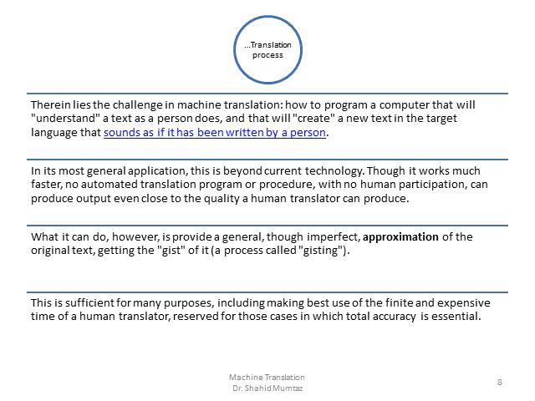I mean, this is not unimportant, but it can satisfy many purposes, including making best use of the finite and expensive time of human translators, reserved for those cases in which total accuracy is essential. I mean, translators don't have to spend much time on things where gisting of the source text is enough, and they can spare their time for the translations in which total accuracy is required or important.